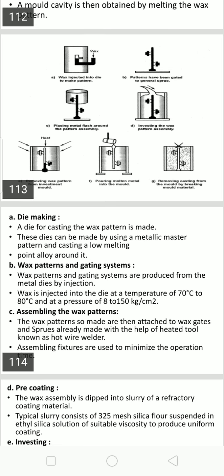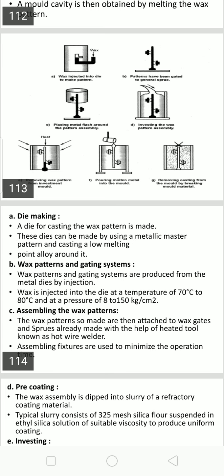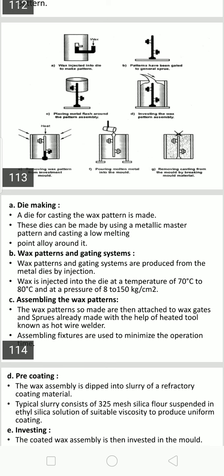So this investment molding mixture consists of about 90% silica, 5% alumina cement and 3 to 5% ethyl silicate. They are thoroughly mixed with each other: 90% silica sand, 5% alumina cement and 3 to 5% ethyl silicate, mixed thoroughly. That mixture is exactly what is called the investment mixture.